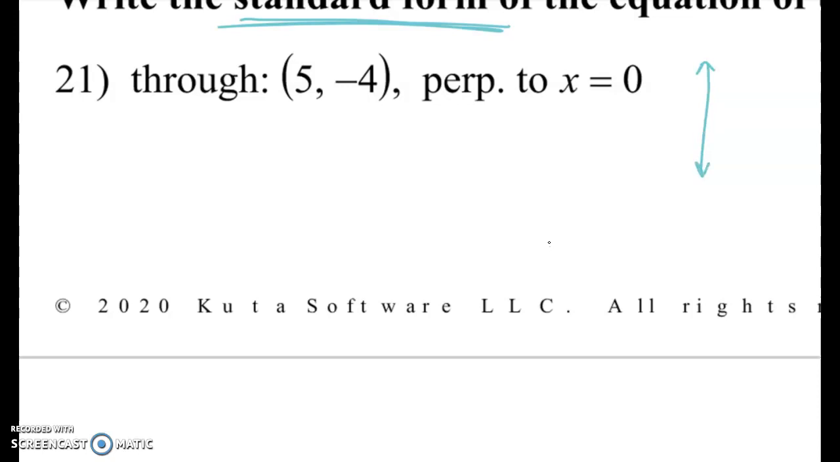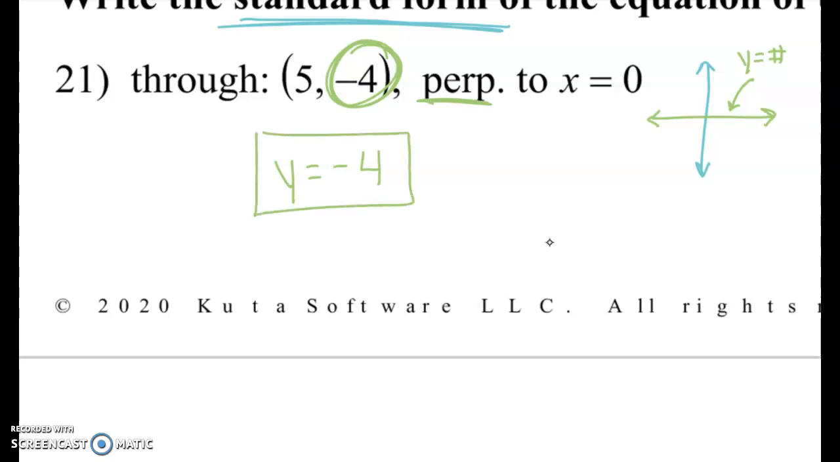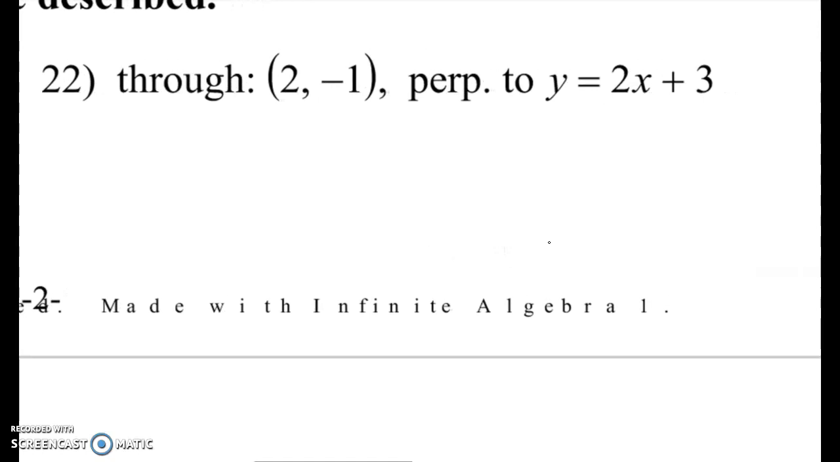The only thing that can be perpendicular to a vertical line is a horizontal line. A horizontal line always has the equation y equals a number. In this case, it is whatever the y value is of your ordered pair. So y is equal to -4 would be our answer. Okay, that was a nice one, right? Let's go ahead and look at number 22. This one we're going to have to do a little bit more work.